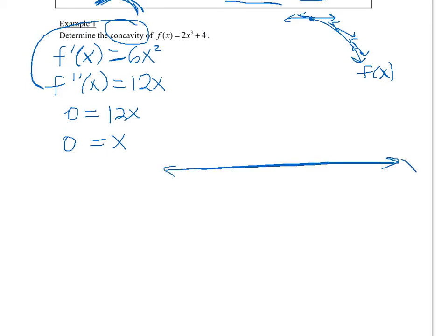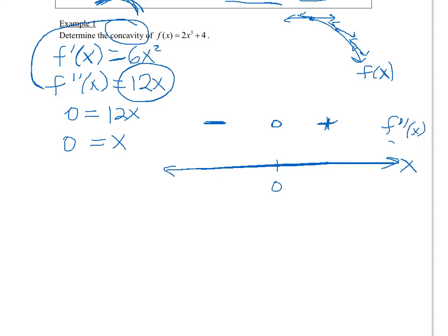Okay, so here's my x number line. This is not a critical point. Critical points come from the first derivative equaling 0 or not existing. So this is just a possible change of concavity, but it is not a critical point. So we're going to label f double prime of x because I want information about the second derivative. If you test a point to the left of 0 into the second derivative, you're going to get a negative value out. And if you test a point to the right of 0 into the second derivative, you're getting out a positive.